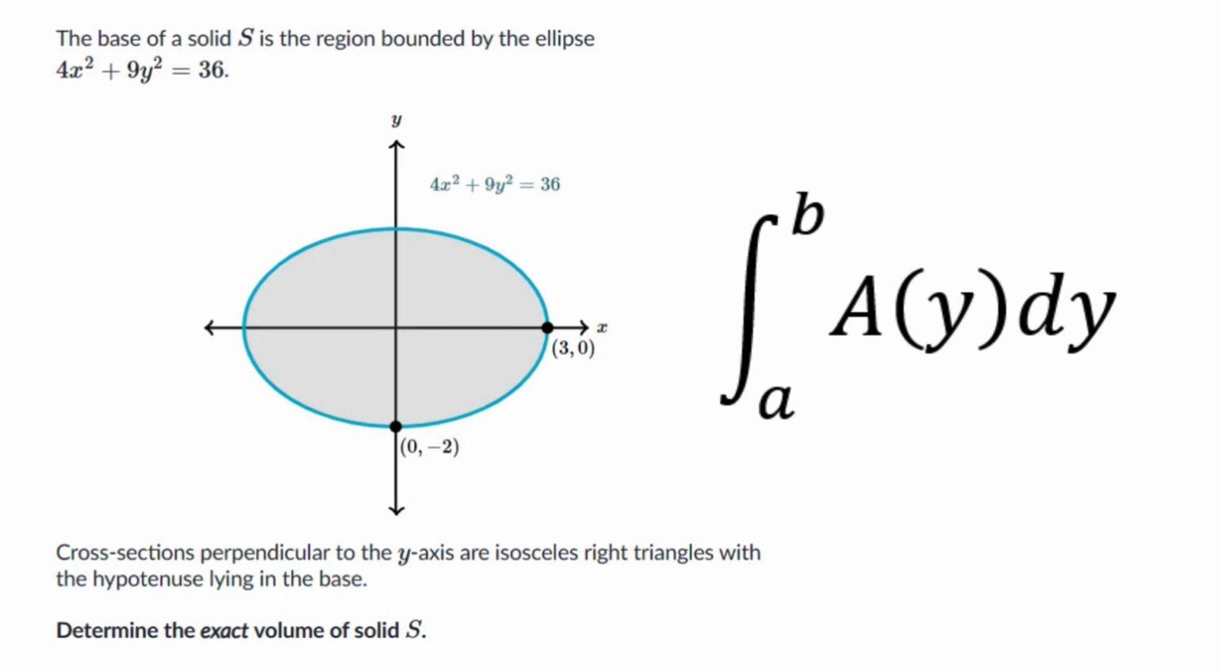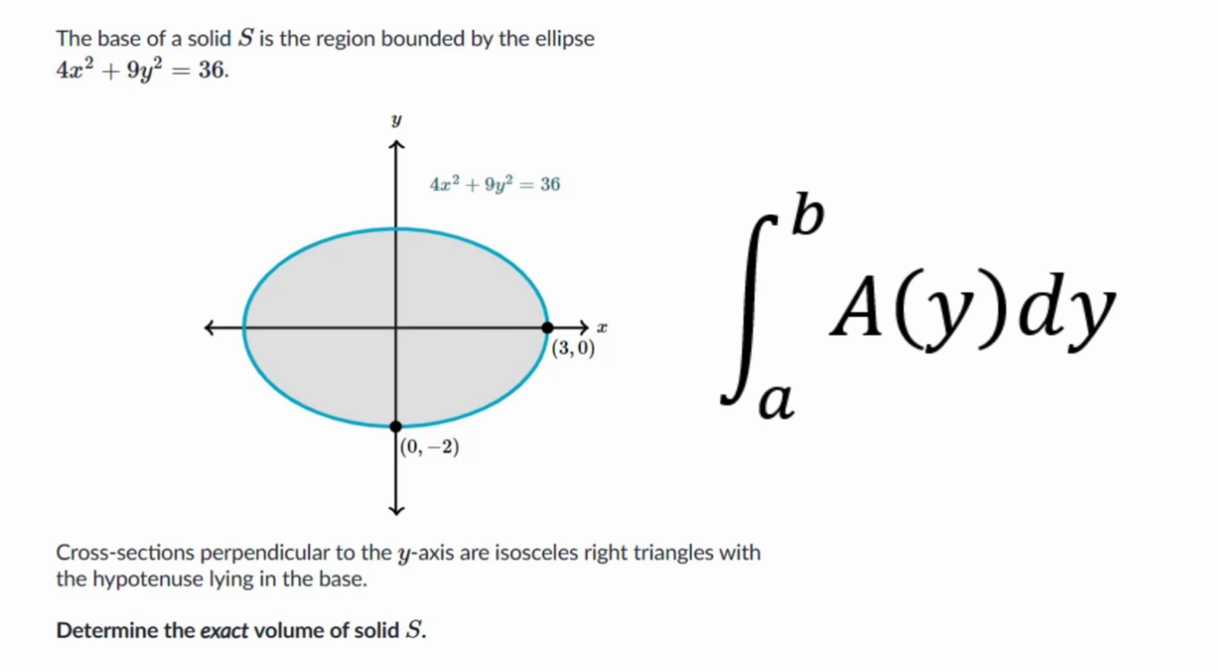All right, so this is a problem that was requested online. This is on the Khan Academy practice test, and a lot of students are having problems with it. It says the base of a solid S is the region bounded by the ellipse 4x squared plus 9y squared equals 36. Cross sections perpendicular to the y-axis are isosceles right triangles with a hypotenuse lying in the base. Determine the exact volume of solid S.